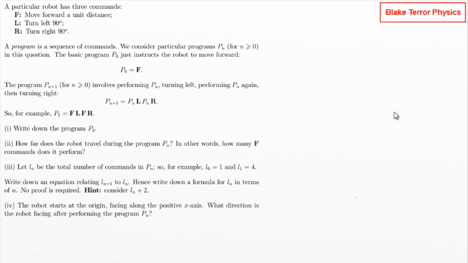Program Pn plus 1 involves performing Pn, turning left, performing Pn again, then turning right. Okay, so F, L, F, R, fair enough. Write down P2. Okay, I don't mind this sort of thing. This is an easy enough starter. So P2 is going to be P1, so F, L, F, R, then an L, then P1 again, F, L, F, R, and then an R.